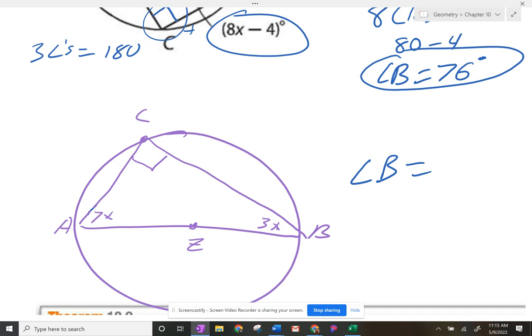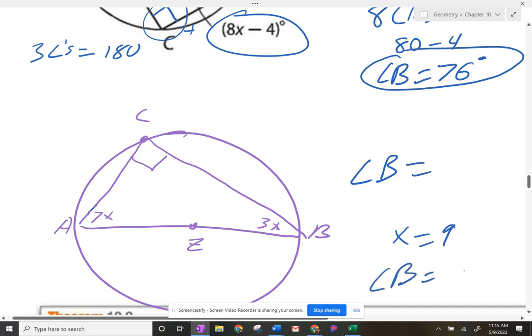Yeah. All right. You guys should have gone through it. As you solve the whole thing, you should have figured out that x equaled 9, and then angle B should have equaled 27 because you took 3 times 9.